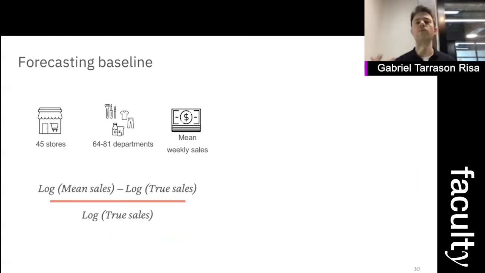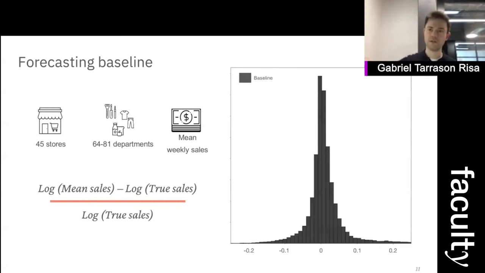Starting out then, we create a forecasting baseline. On the basis of the mean sales of every department in every store, we can simply calculate the mean sales minus the true sales and divide it by the true sales. And if we do this whole thing log transformed, you get a very nice looking Gaussian that tells you that around 0, you have basically 0 error. So the mean is the same as the true sale. If you go negative, then you're undershooting. If you go positive, overshooting.